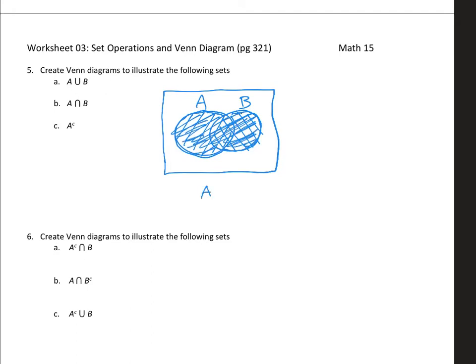This is A union B. So for union, whatever is shaded is part of your final answer. Final answer.